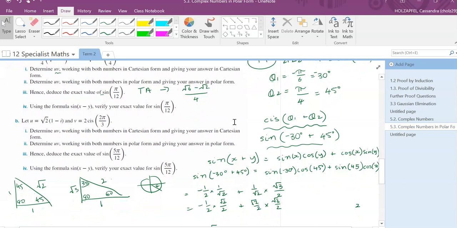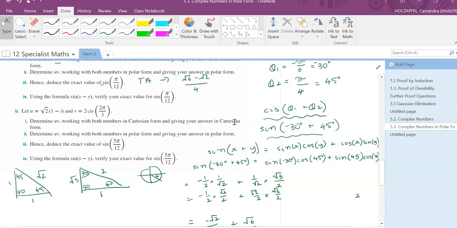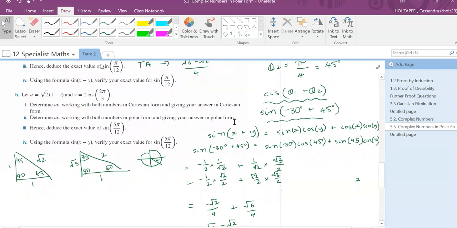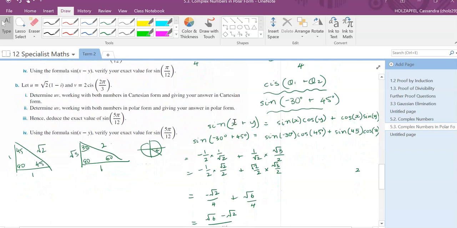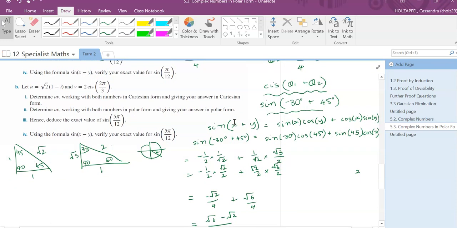Okay, so this last question here: using the formula for sine of x minus y, verify your exact value for sine pi on 12. I'm not going to go ahead and do that. I want to move on and have a look at this next question here, because question 19b was the one that I had a specific question about from a student. So I'm going to clear all that.